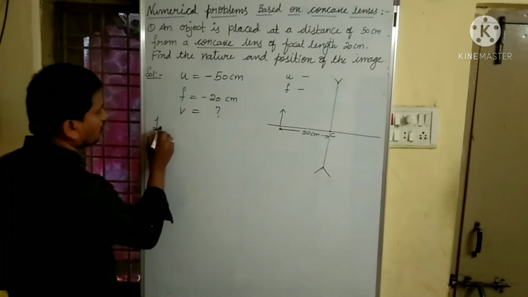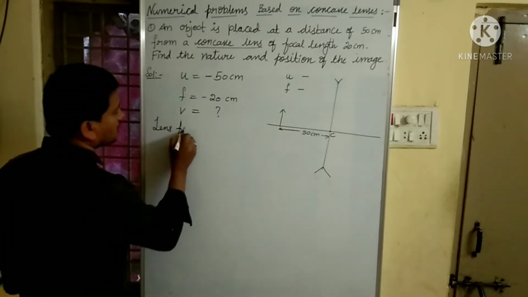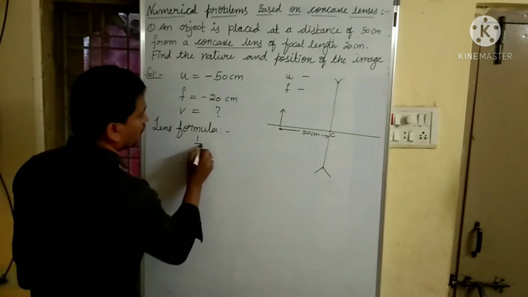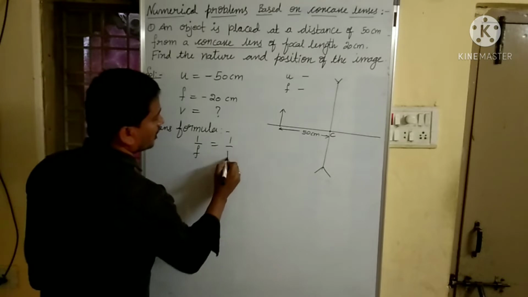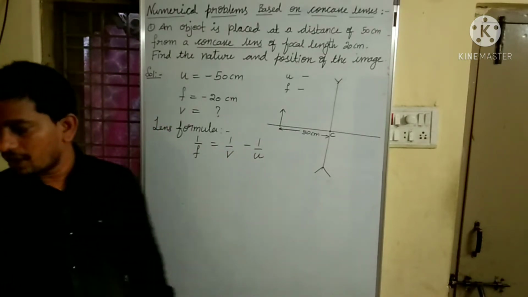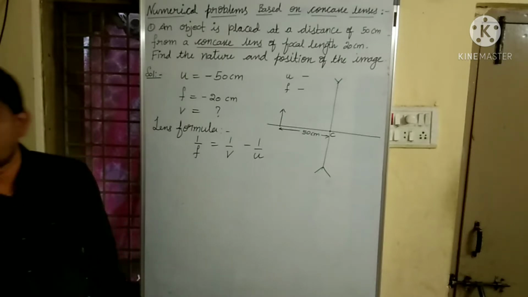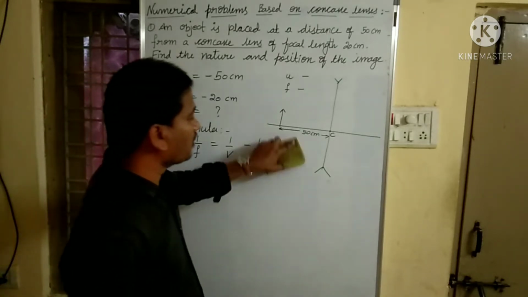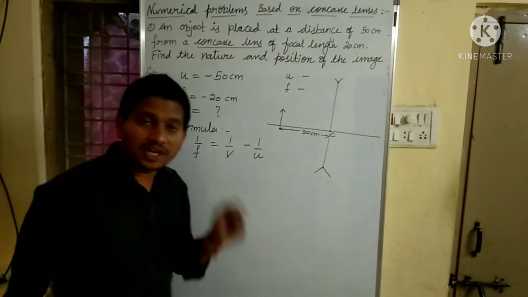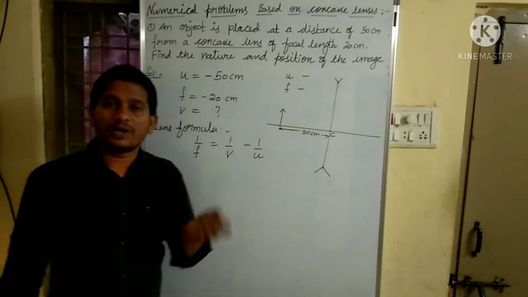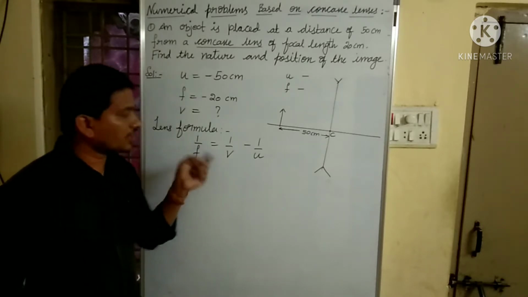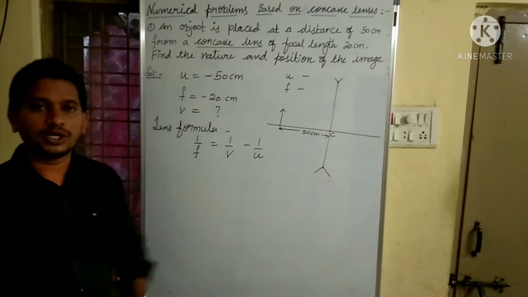As we know, what is the lens formula? Lens formula is 1 by f equal to 1 by v minus 1 by u. What is the mirror formula? Mirror formula is 1 by f equal to 1 by v plus 1 by u, whereas lens formula is 1 by f equal to 1 by v minus 1 by u.